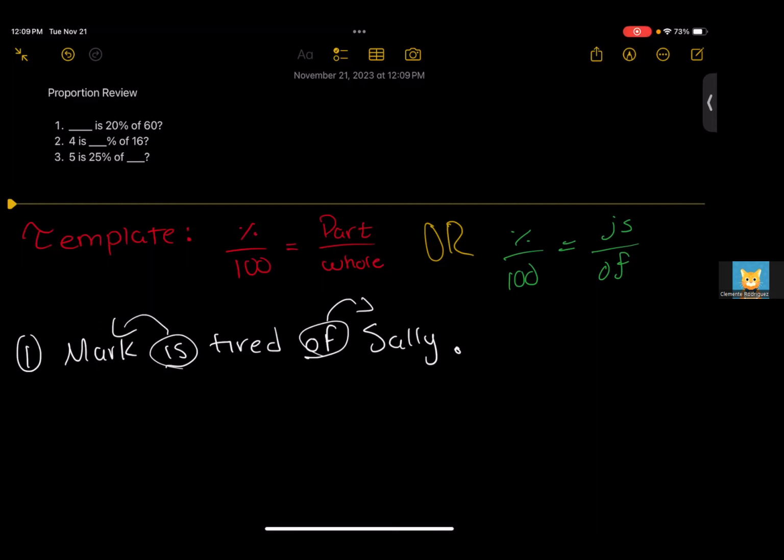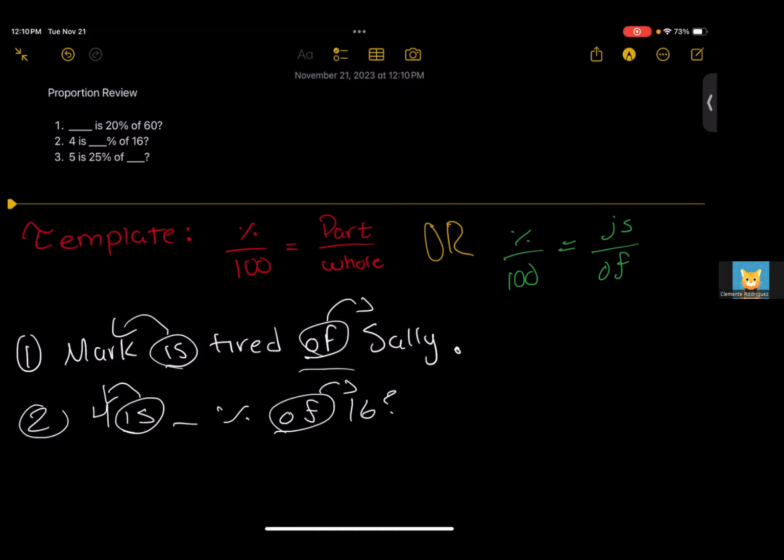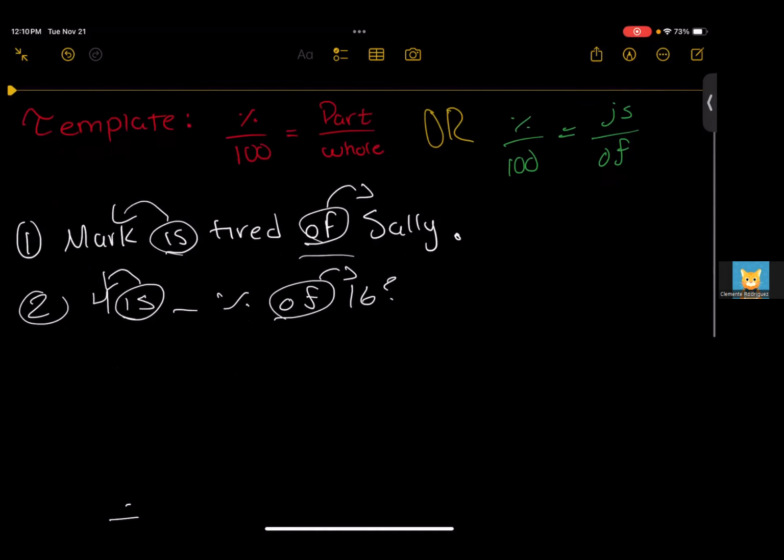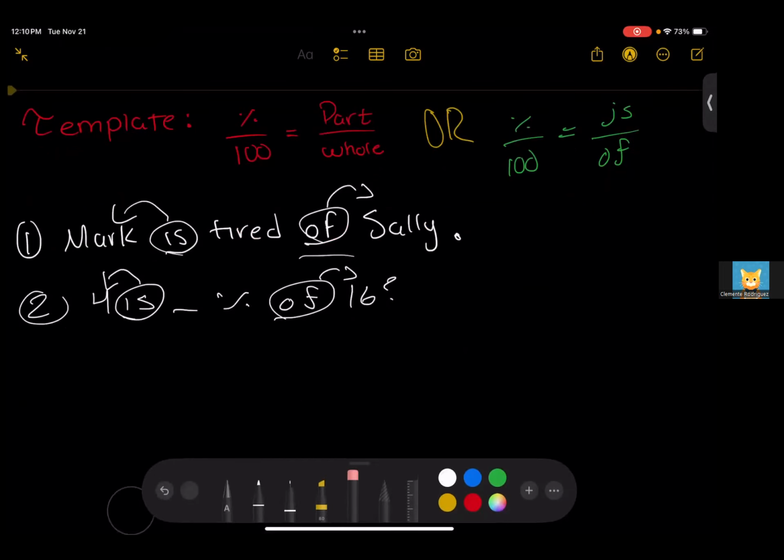So whenever you see the word is, it'll be the word before it or previous to it. Whenever you see the word of, it'll be referring to the word after it. Similarly, we have question number 2. 4 is what percent of 16? Is refers to the word before it. Of refers to the word after it. In this case, it's numbers, but I'm trying to make a point here saying that when you see the word is, it refers to the word before it. When you see the word of, it refers to the word after it. Knowing that, that'll give us enough information on how to solve a problem like this.